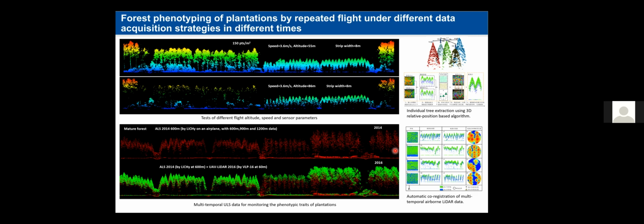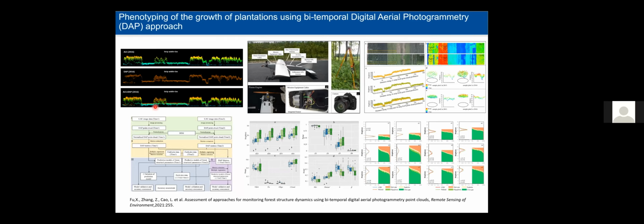This is another piece of research. Because we got quite successful results on the ground using the camera, we also tried to put the camera on the UAV to acquire quite cheap, inexpensive digital aerial photography point clouds. We did this research in different years. We tested whether the digital aerial photography point clouds from different times can provide the growth of the plantations. The result is quite successful. We found that for young and middle-aged poplar, we can detect the change with multi-temporal DAP data.